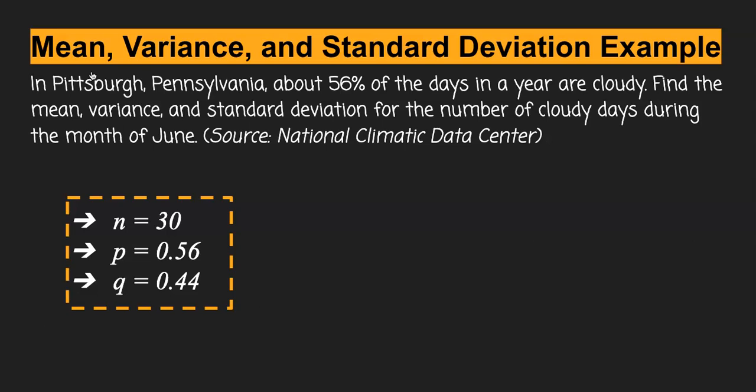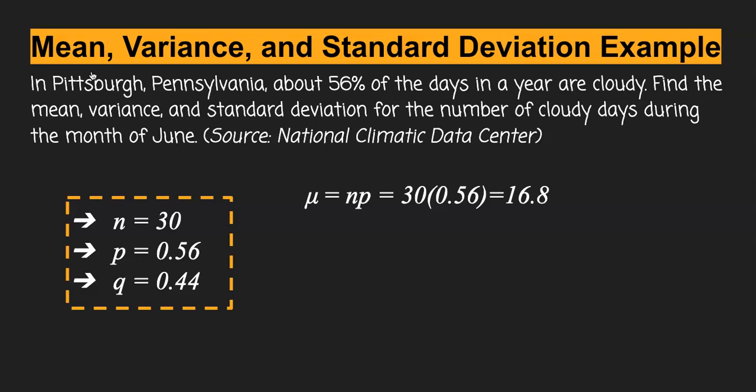Let's find the mean first. Mean is going to be N times P. So do 30 times 0.56. That's going to be 16.8. So what we are saying is we're expecting about 16.8 days. Because mean is average, it can be a decimal. We're expecting about 16.8 days of June to be a cloudy day.